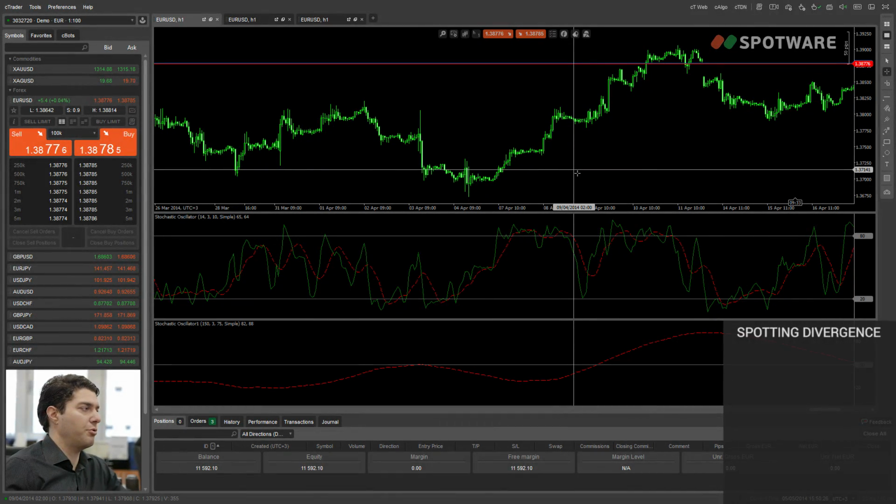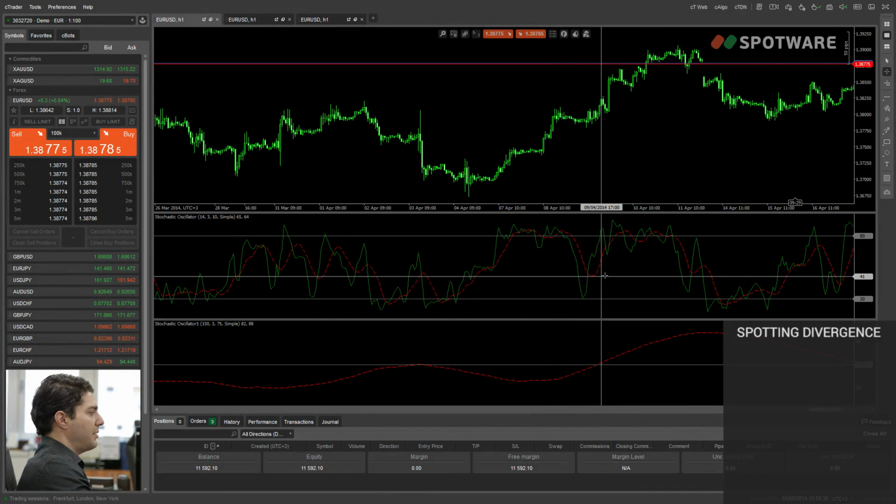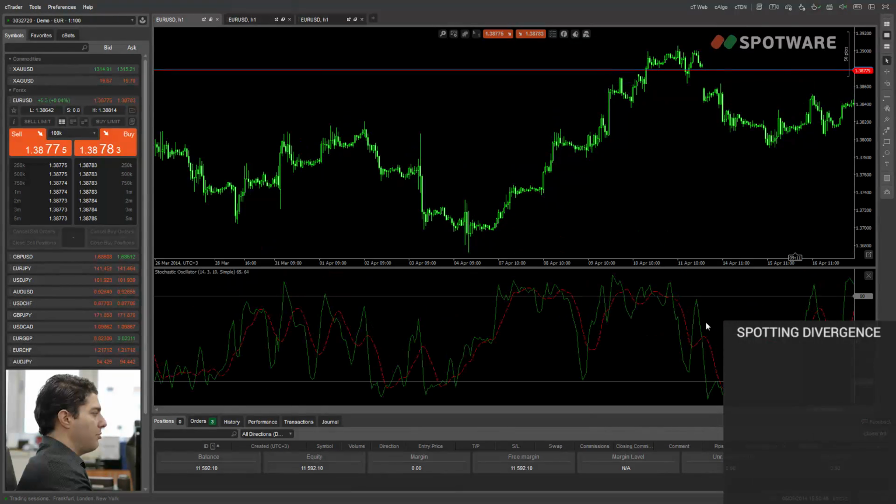The last way of using the stochastic oscillator is for spotting divergence, which is the most popular way, and it's actually the reason why the creator created the indicator, mostly for spotting divergences. So let's go back to cTrader where I'm going to show you. And we're going to use the small stochastic indicator here. So let's remove the big one, the big indicator. Let's press the X button to remove it.